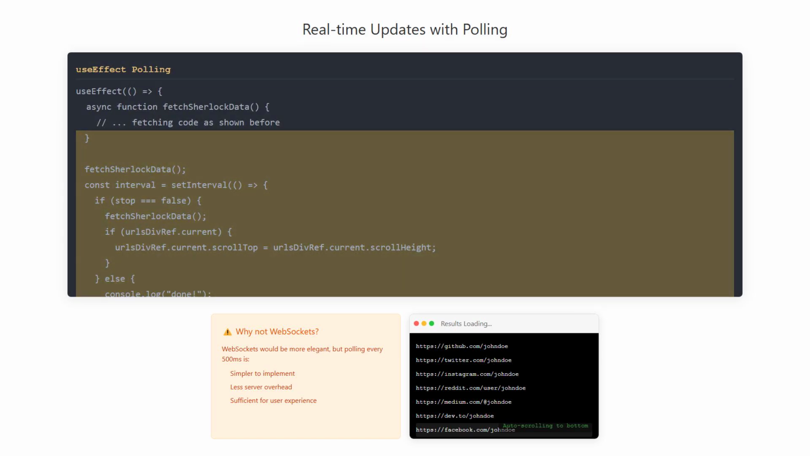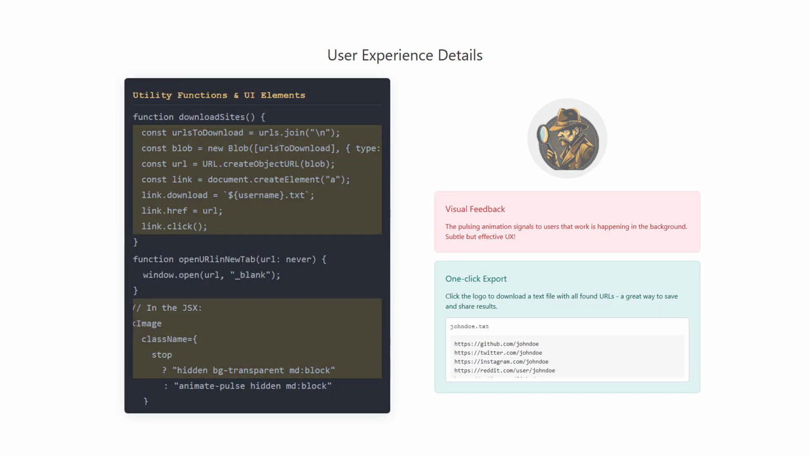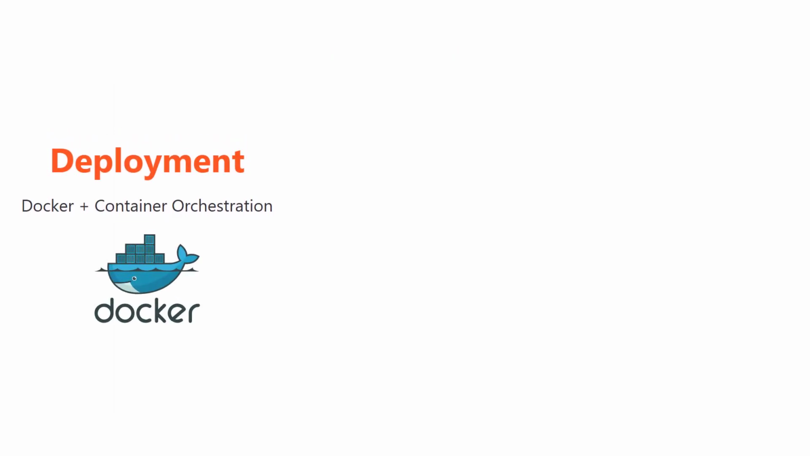The UI automatically scrolls to show new results as they come in, creating that satisfying feeling of discovery as matches are found. We also have functions to download all the found URLs as a text file or open sites in a new tab. The results UI has a pulsing animation while the search is running, giving visual feedback that work is happening. Both our front end and back end are containerized with Docker, making deployment a breeze.